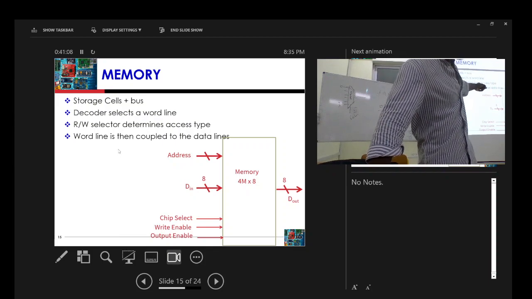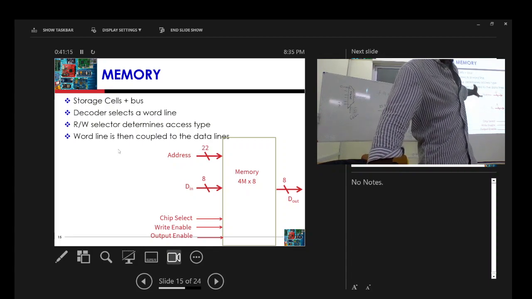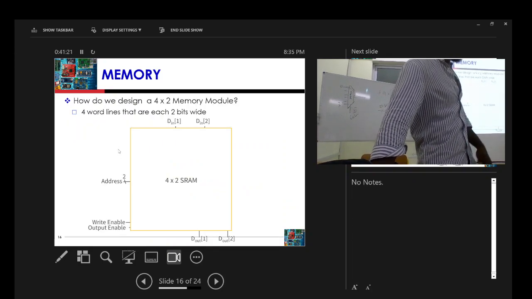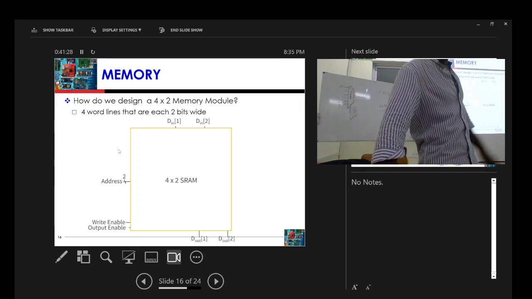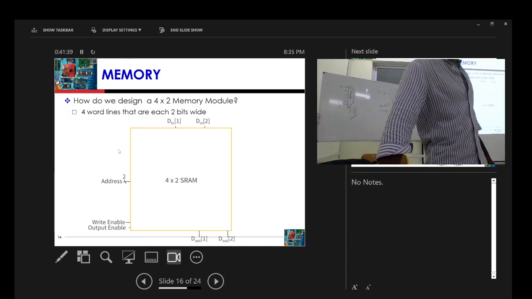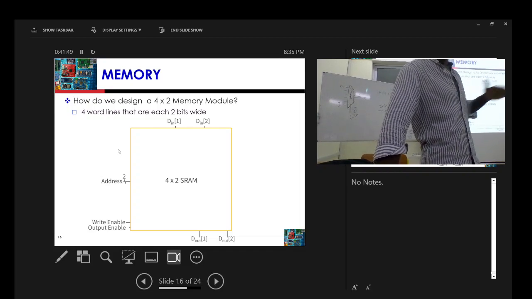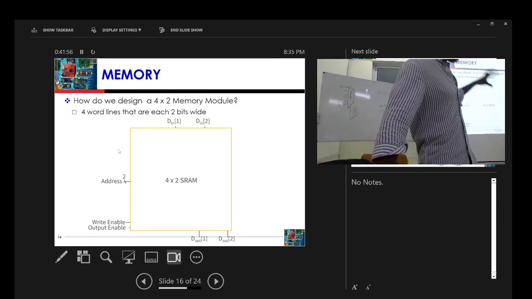So this is the 4M by 8. The data input, as I said, is 8 bits, the output is again 8 bits. The address, as we saw in the calculations, is 22 bits. Right? So now, if I say design a 4x2 SRAM, what is the data width within a 4x2 SRAM? 2. What is the address width? Two, because we have 4 locations inside there, so we need only 2 bits to address those 4 locations. Easy stuff, right?